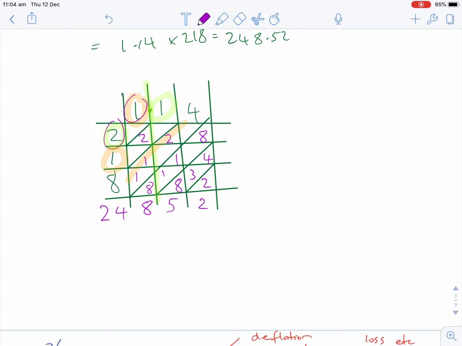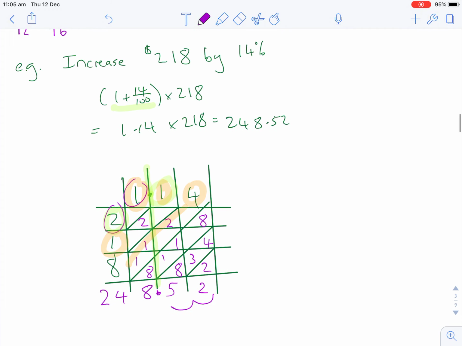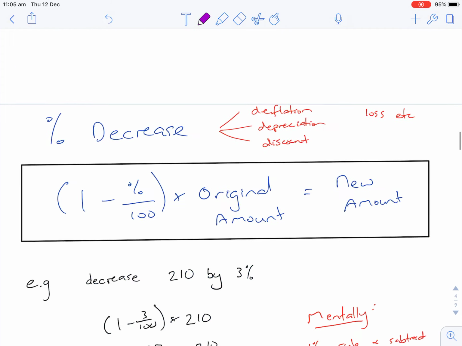Final step is that I need to check how many decimal places I have. Now in this question, there were 2 decimals. So if I'm looking here, I've got 1 decimal place here, 2 decimal places here. There were no decimals in the 218, but if there were, I would just add them on. It doesn't matter where the decimals occur. So here I've got 2 decimals, so I literally go 1, 2, put my decimal in, and my final answer would be $248.52. And so that's that.